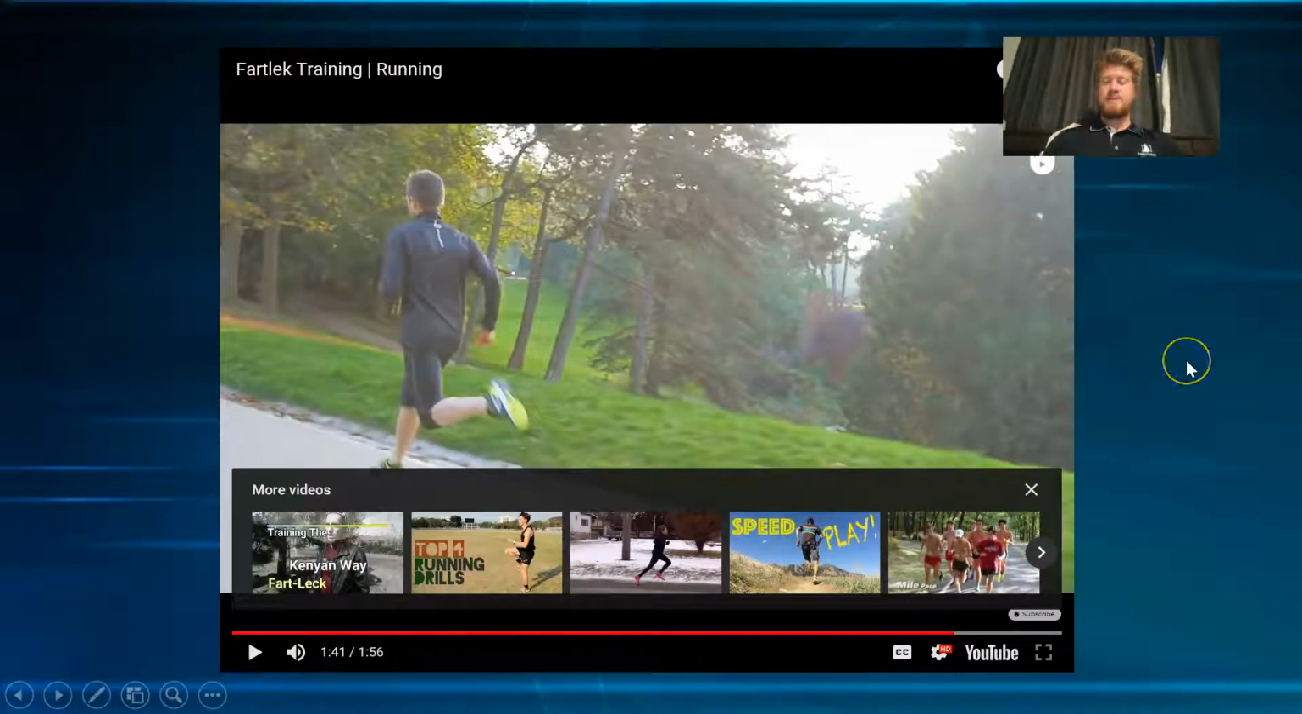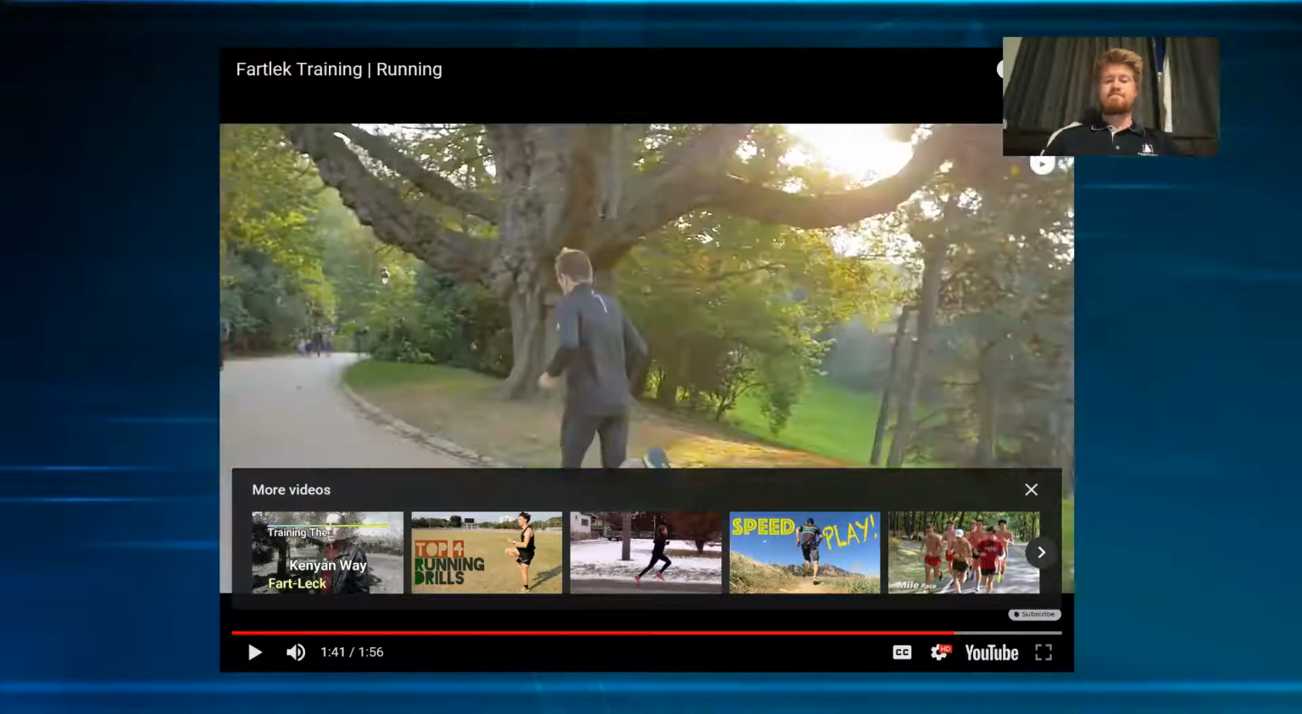So there you have it, that's fartlek training. Basically, going for a run, spending a period of time running lightly, spending a short amount of time going harder at maybe 90% of your max heart rate.